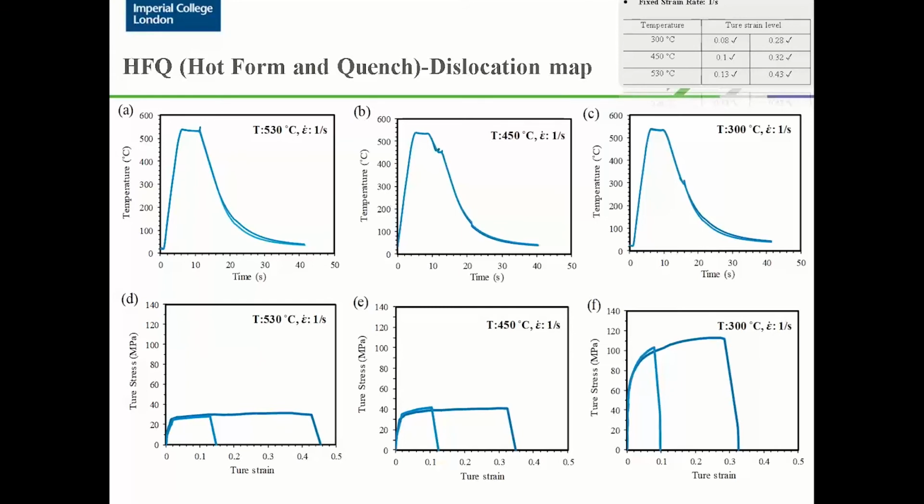Oh, sorry, could you repeat again? So during the artificial aging, is there distortion in the deformed component? Is the component distorted? No, there is a slight deflection of the part, but it's negligible.